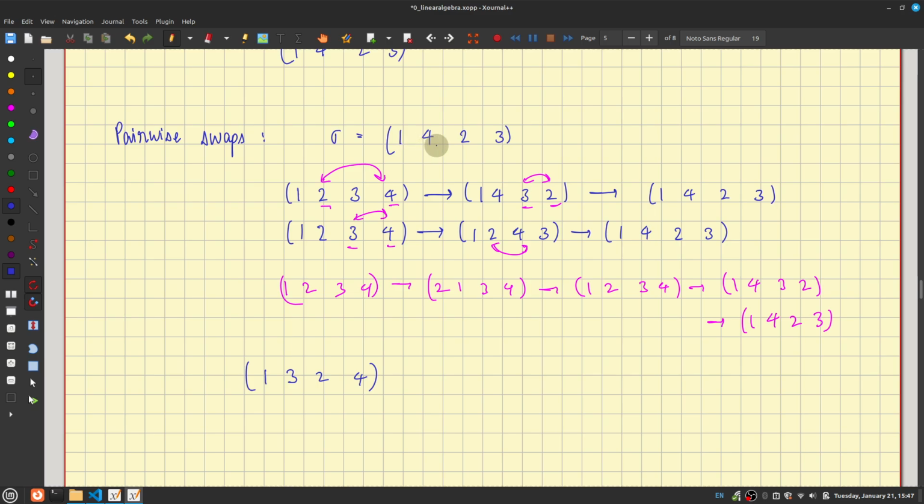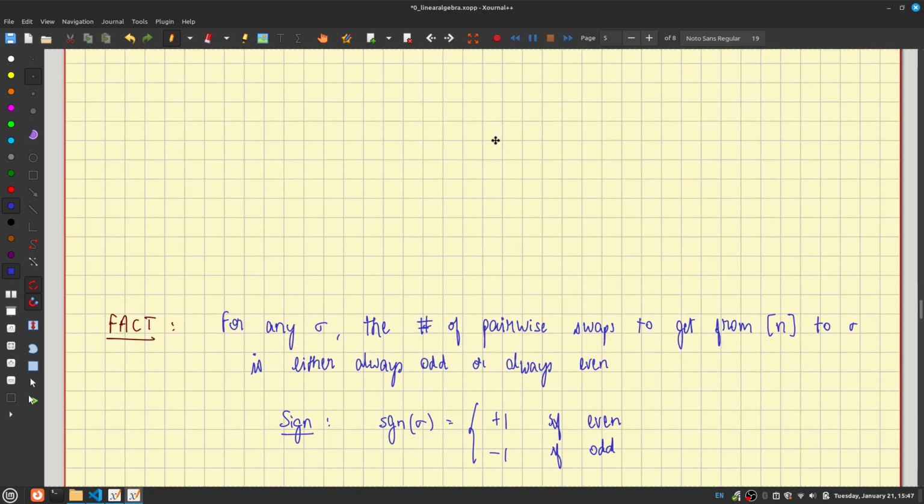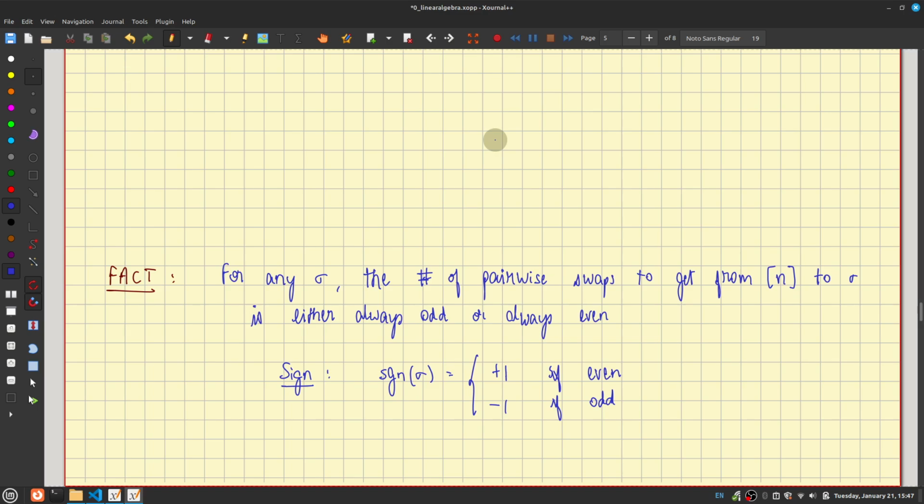Similarly, if you want to get to 1, 4, 2, 3, the number of swaps that you require will always be even. And so for any given permutation, the number of swaps that you require to go from 1, 2, 3 up to n to that particular permutation is always going to be odd or always going to be even. And for a given permutation, we'll say that the sign of this permutation is +1 if the number of swaps required is even, and it will be -1 if the number of swaps required is odd.